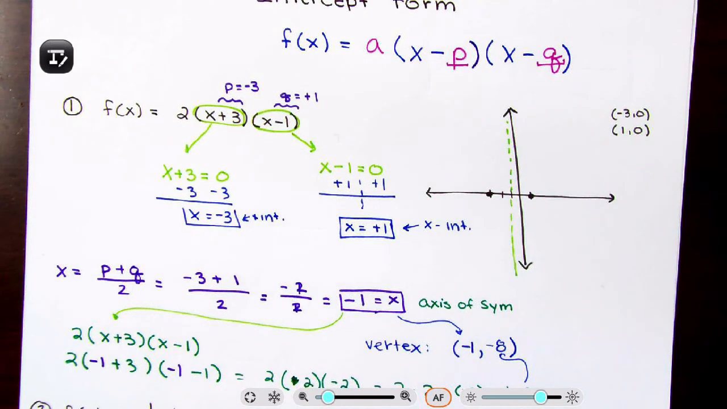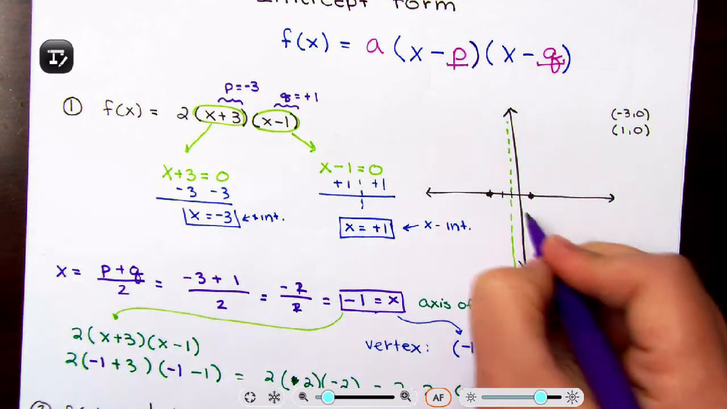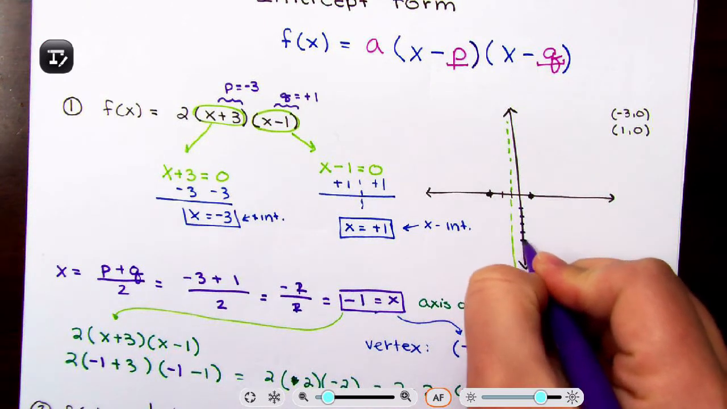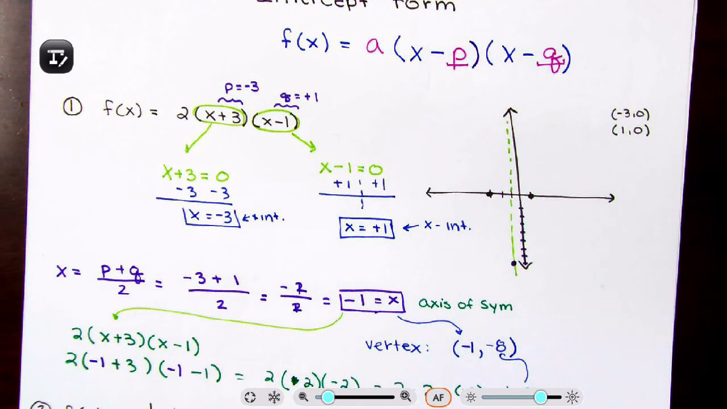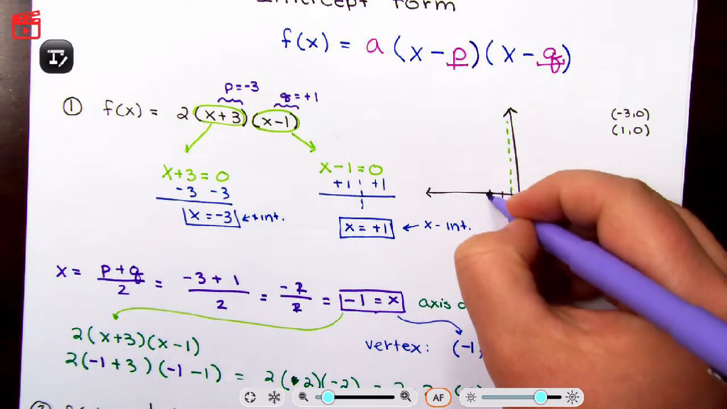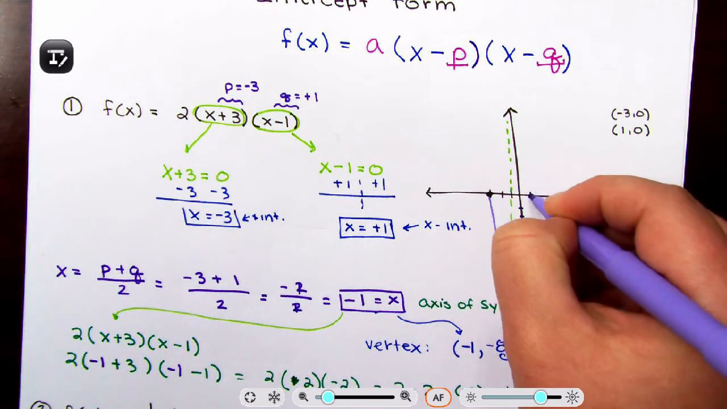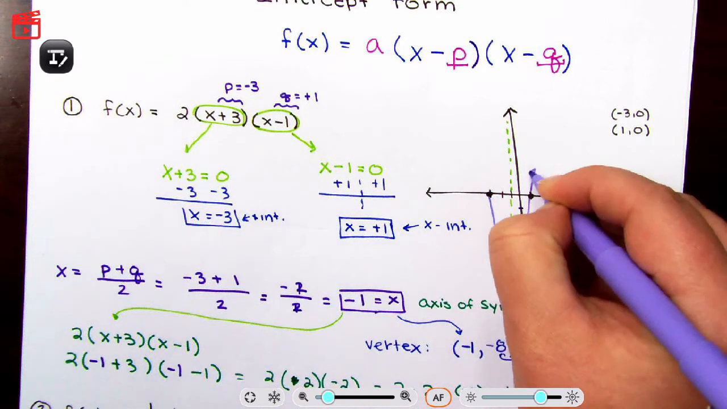Your vertex will be on that axis of symmetry point, and that is at -8. So 1, 2, 3, 4, 5, 6, 7, 8. -8 should be around here-ish. And you are done. You're going to simply connect. Now, again, be very mindful of what your graph's going to look like. Make sure that if you're graphing a quadratic equation, that your overall shape is a smooth U. And it has arrows.